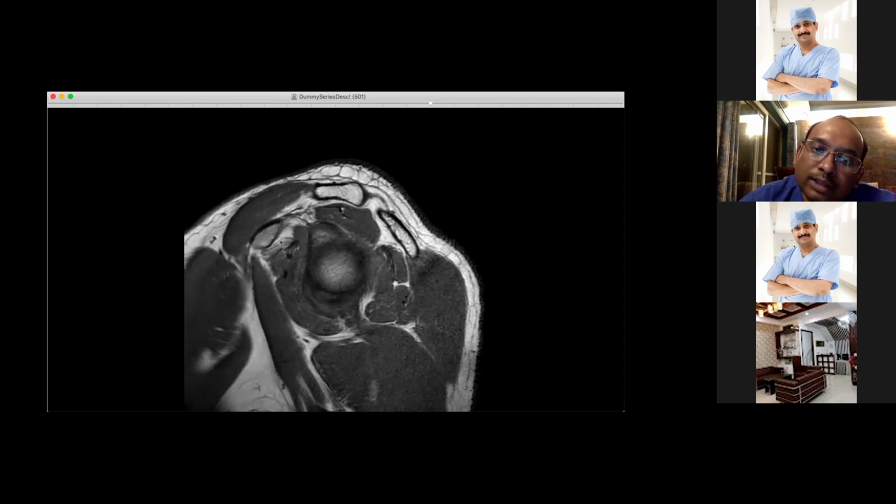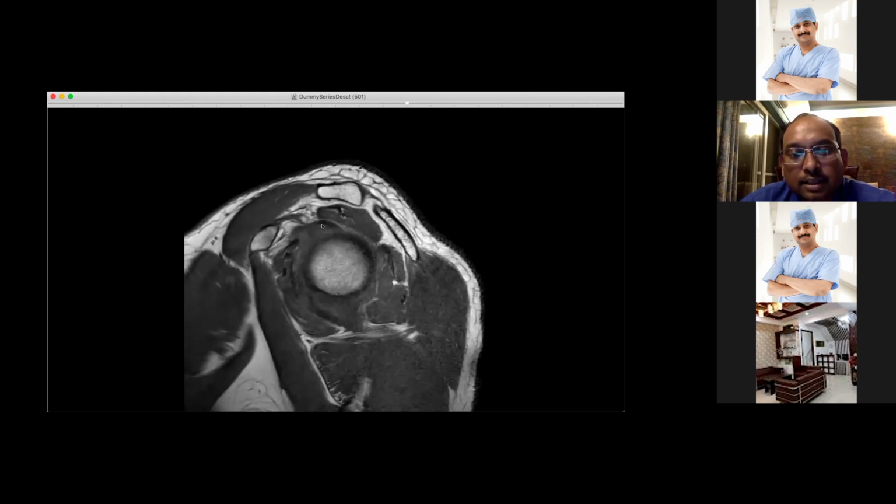So whenever there is darkness in this fat area in the subcoracoid in this sequence, the suggestion of adhesive capsulitis arises, and we say that there is effacement of the fat in the subcoracoid fat triangle, which indicates adhesive capsulitis.